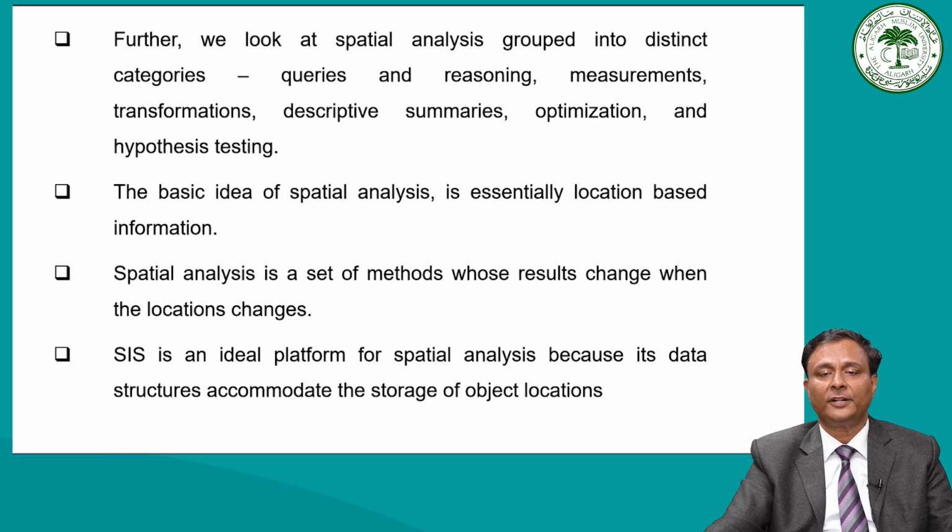But if supported with space identity, for example, if I randomly take Lajpat Nagar, Lane 3, New Delhi, population, this becomes spatial because the results depend on information about where the sample is located. This makes spatial information science an ideal platform for spatial analysis because its data structures accommodate the storage of object locations.